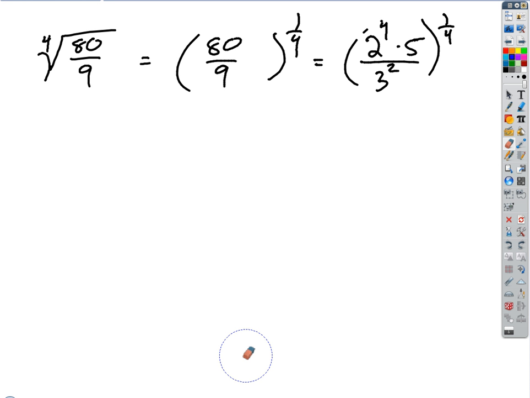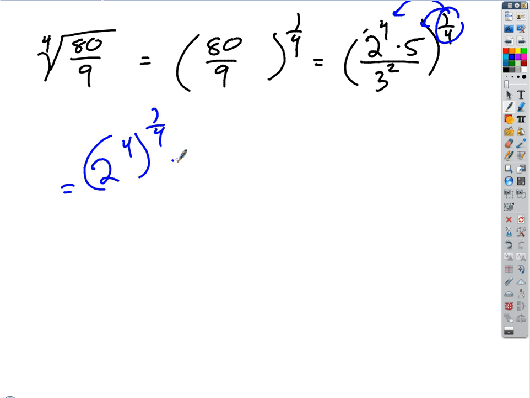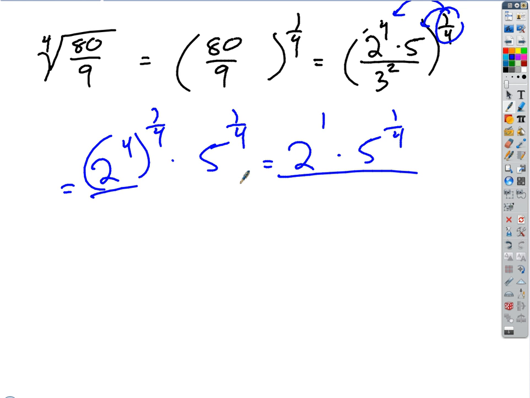If I distribute the 1/4 on the top, look what I get. On the top, I get 2 to the 4th to the 1/4 times 5 to the 1/4. What's 2 to the 4th to the 1/4? It's 2, because it's 2 to the 1. If I take a power to a power, I multiply the exponents. 4 times 1/4 is 1. 2 to the 1 is 2, right? Okay, what about the bottom? Well, on the bottom we get 3 to the 2/4.